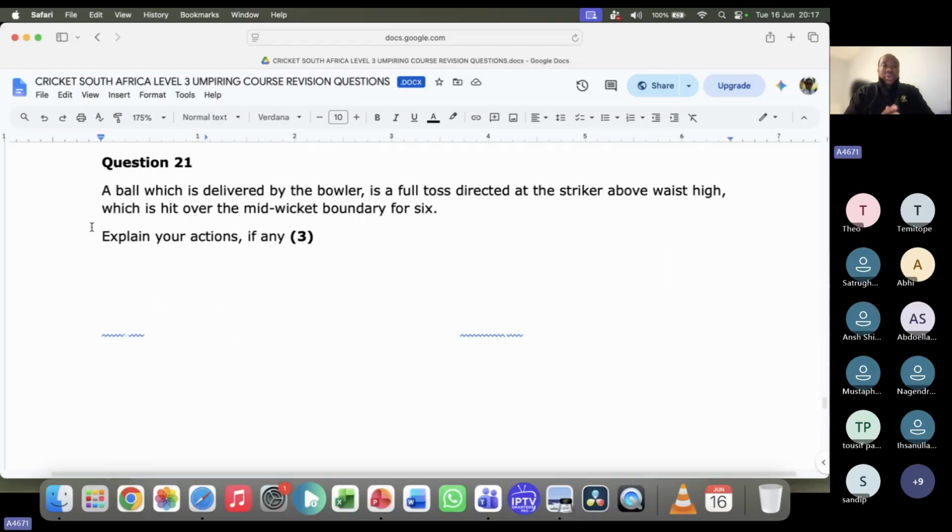Question 21, Abdullah, for 3 marks. A ball which is delivered by the bowler is a full toss directed at the striker above waist height, which is hit over the mid-wicket boundary for 6. Explain the signals that you as a bowler's end umpire would show in this scenario.